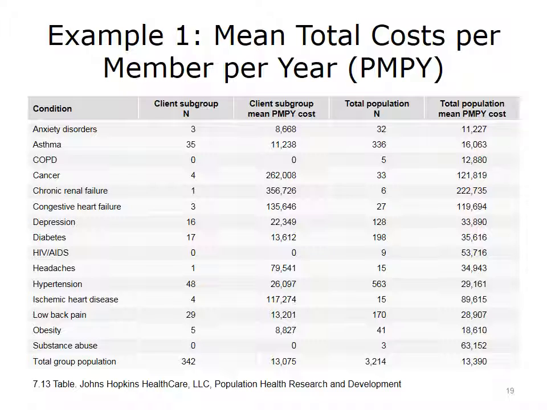Now let's look at chronic renal failure. Even though there is a small number of patients with this condition, the cost per patient per year is extremely high, $222,000.